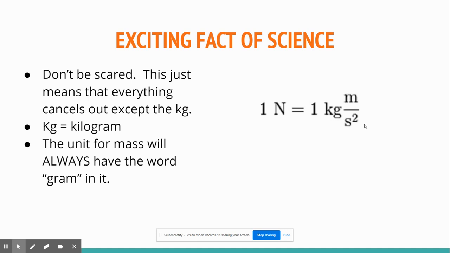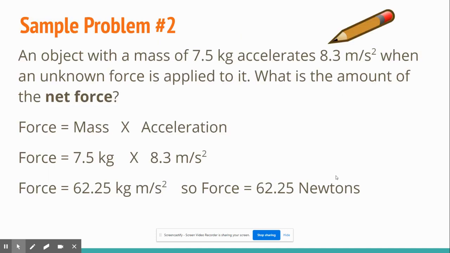Because look, meter per second squared, what's that look like? Looks like acceleration, Miss Buck. Yes, it does. So all that went away, and we were just left with a kilogram. All right, try to stay calm. We will practice a lot.